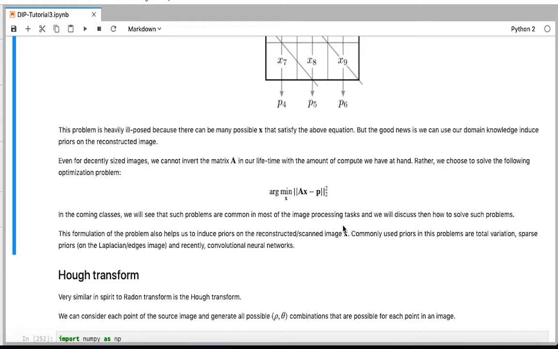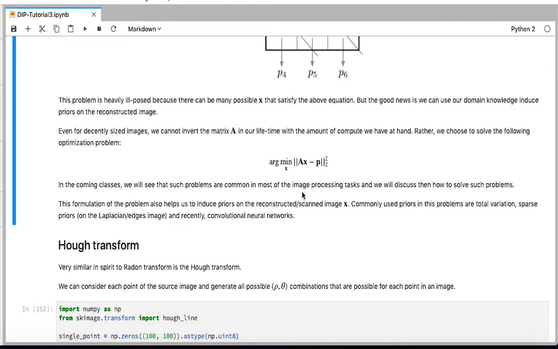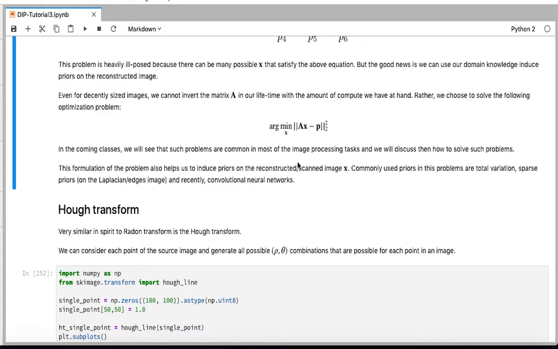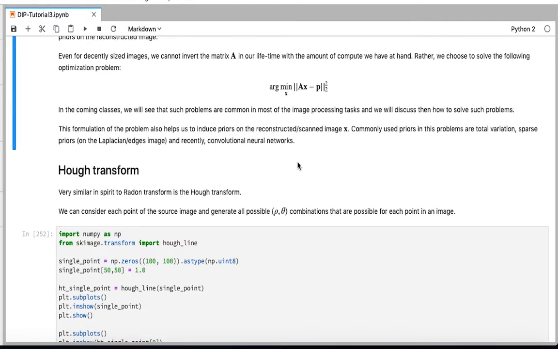because you don't know what you have inside. It's just the best estimate you can get. So recently also neural networks: basically you give the neural network P as the input and X as the output, and you don't know anything about X, you don't know anything about A. You just try to reconstruct X from P, and you give it a lot of data samples, and it will eventually reconstruct the X.